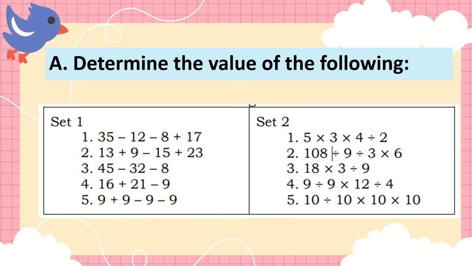For set number 2. Number 1, 5 times 3 times 4 divided by 2. 2, 108 divided by 9 divided by 3 times 6. Number 3, 18 times 3 divided by 9. Number 4, 9 divided by 9 times 12 divided by 4. Number 5, 10 divided by 10 times 10 times 10.